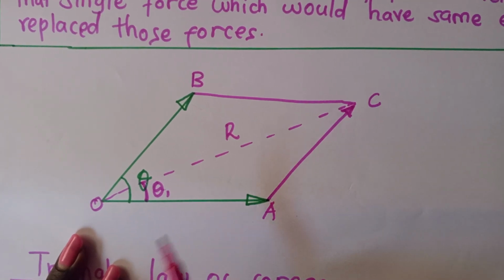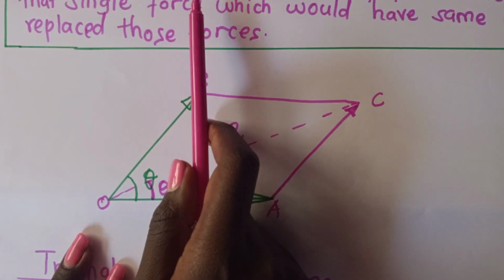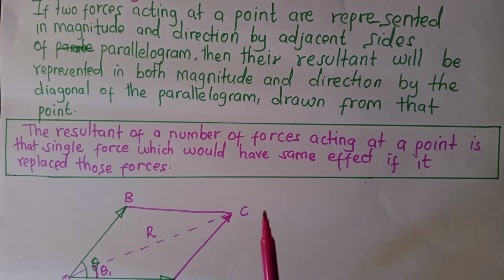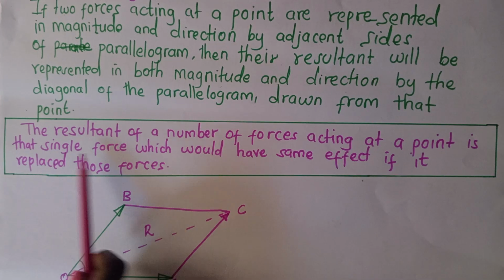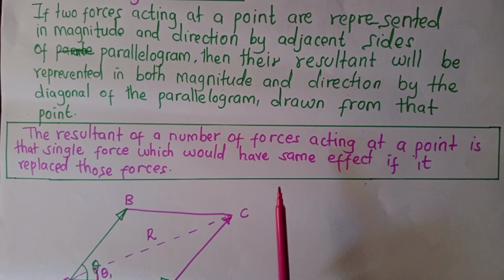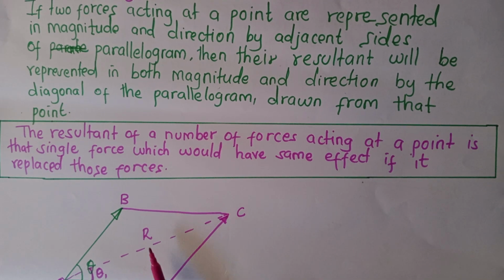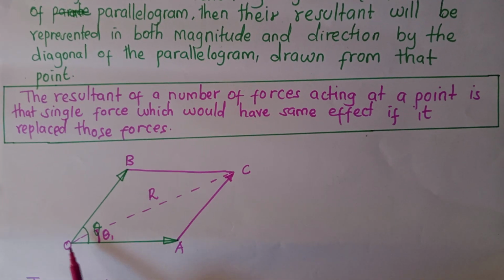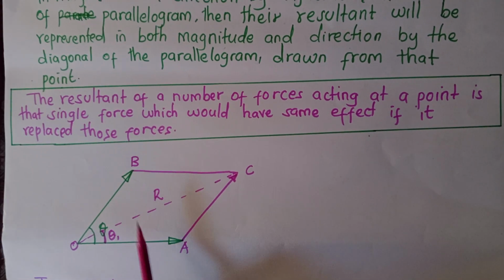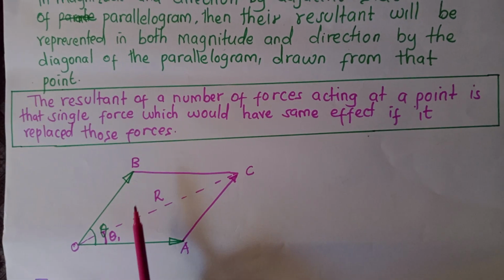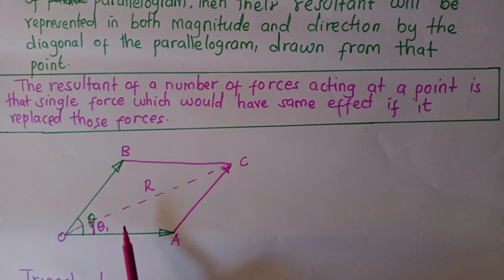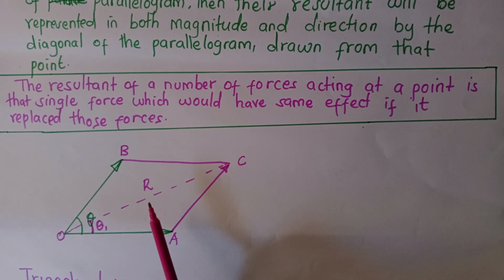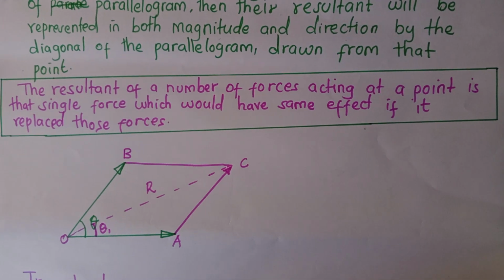Now, what do we mean by resultant? The resultant of a number of forces acting at a point is that single force which would have the same effect if it replaced those forces. So, for example, if this is our resultant, this R would have the same effect if it is used to replace OA and OB. So for OA and OB, we will have our resultant R, which will simply balance all these forces and will have the same impact or effect that the two forces would have caused.